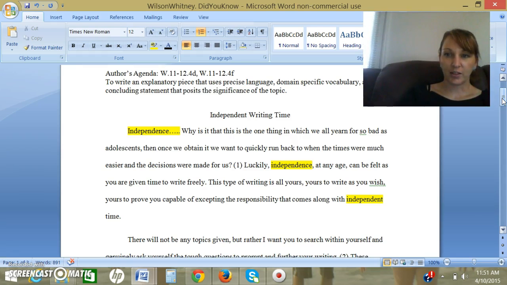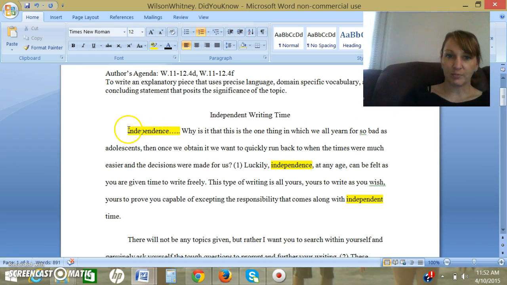Okay, so in the intro, you start with the word independence, and I thought this was great. The topic is independent writing, and independence is such a big topic for students. They all want their independence. They all want to feel independent, so I thought this was a good attention grabber, okay?